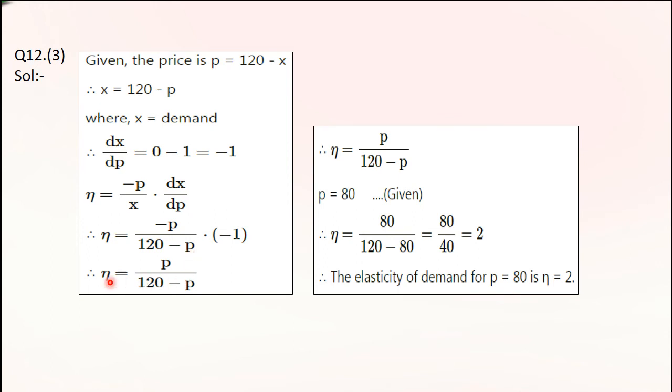Now we have the condition p is equal to 80, the price is 80. So eta is equal to 80 divided by 120 minus 80, that is 40. 80 divided by 40 is equal to 2. That is the elasticity of demand for p is equal to 80: eta is equal to 2.